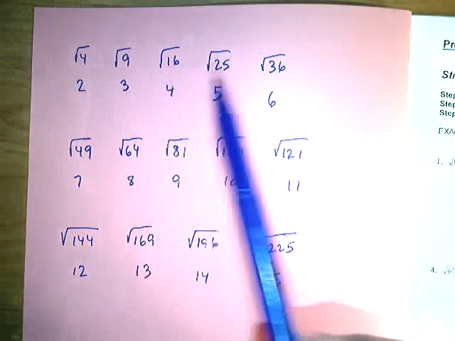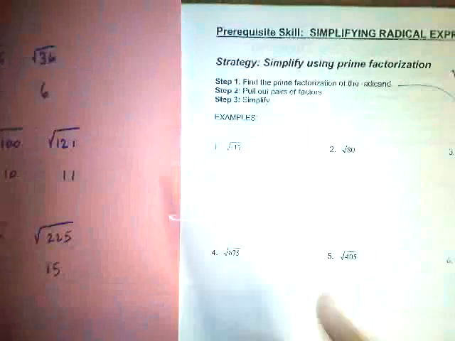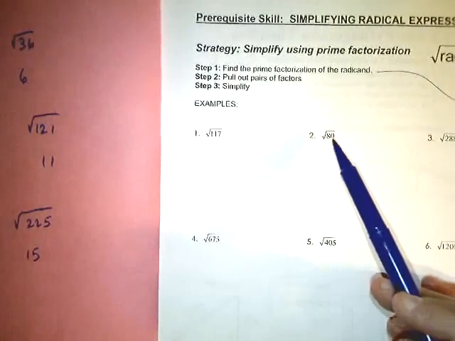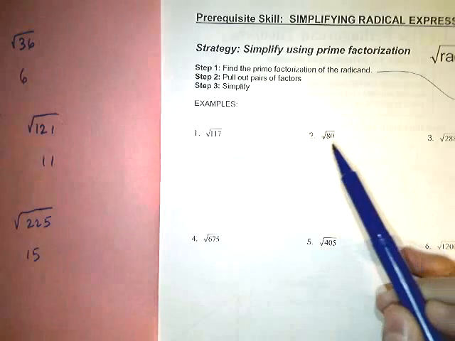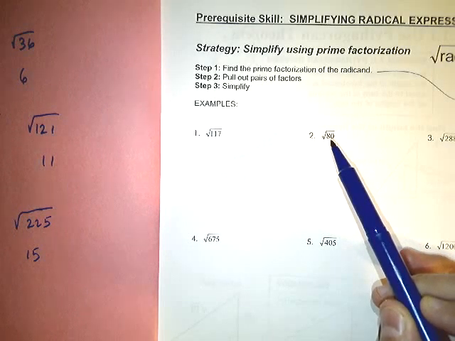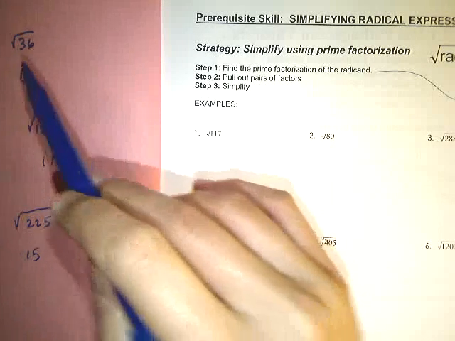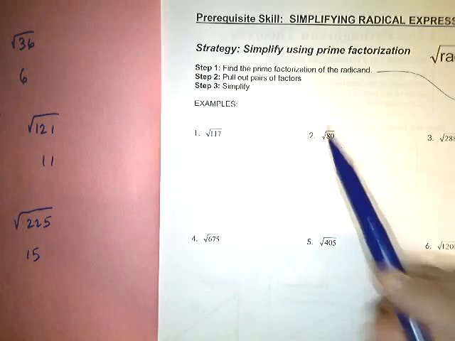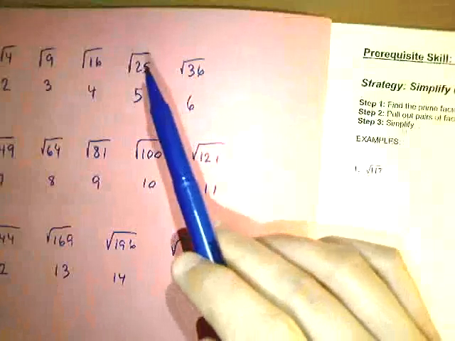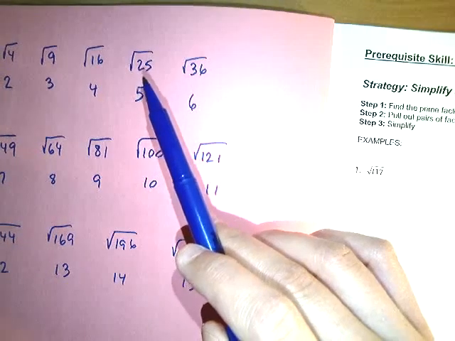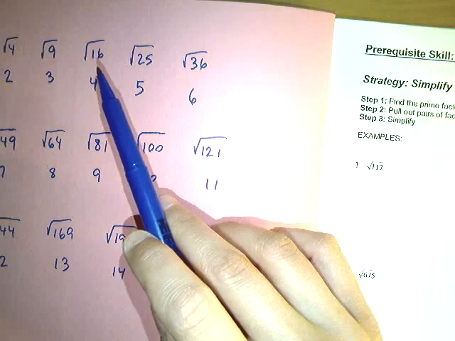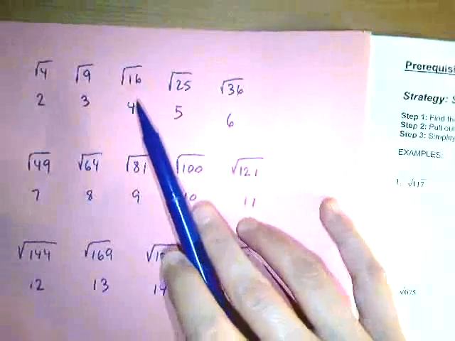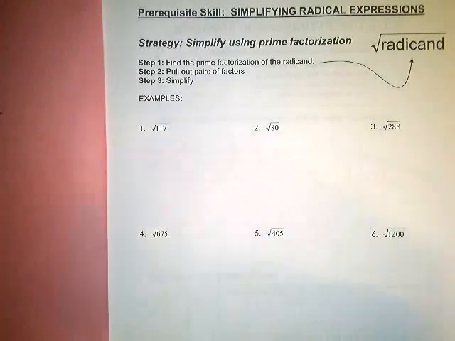Do any of these numbers divide evenly into 80? Or, in other words, are one of those square root number values a factor of 80? Well, does 36 divide evenly into 80? No. Does 25 divide evenly into 80? No. How about 16? Does 16 divide evenly into 80? Yes. So since that's the largest number that's a factor of 80, that's the one I'm going to use.